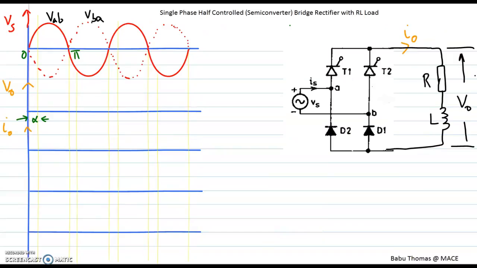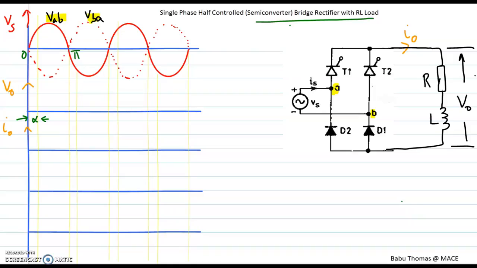Hi everyone. Now we are going to discuss a single phase semiconverter with an RL load. In the case of the RL load, your current lags behind the voltage. Now we can focus on VAB and VBA, which is the voltage across the points marked here, VA and VB. VAB is positive from 0 to pi, or I can say that VBA is positive from pi to 2 pi. So just reverse the waveform for ease of understanding.